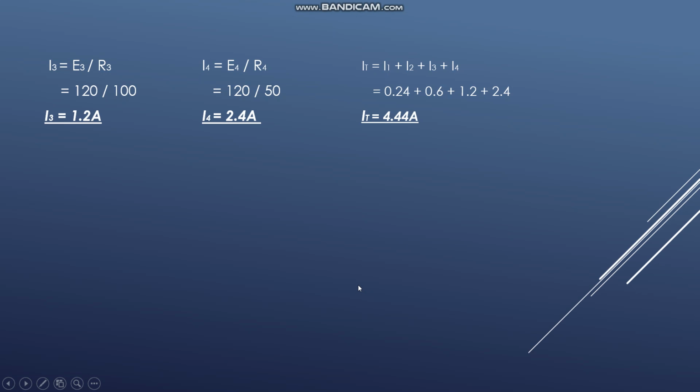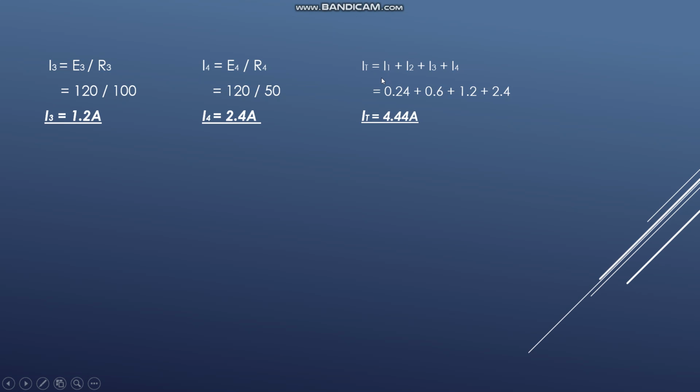Looking for I sub 3 and I sub 4. The formula for I sub 3 is equal to E sub 3 divided by R sub 3. Again, by substitution, 120 divided by 100, I sub 3 is equal to 1.2 amperes. And I sub 4 is equal to E sub 4 over R sub 4. By substitution, 120 divided by 50, I sub 4 is equal to 2.4 amperes.